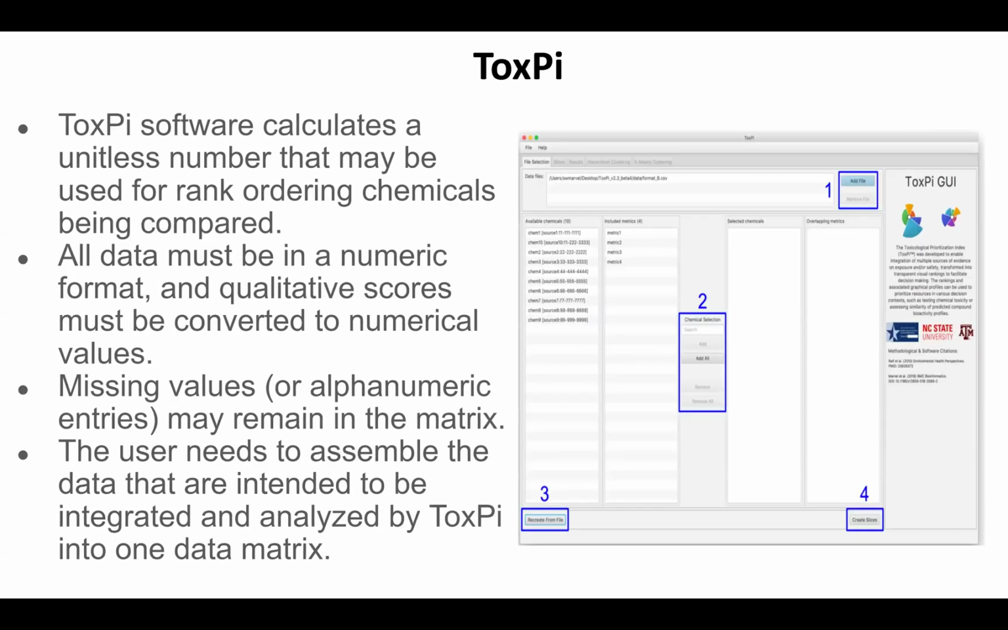So the graphic interface looks like this. The index calculates a unitless number that may be used for rank ordering the chemicals being compared. All data must be numeric. Missing values can also be included.